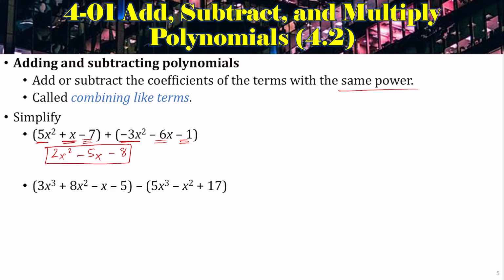Try this one. This one's subtracting. So I have 3x cubed minus 5x cubed. 3 minus 5 is negative 2. 8x squared minus a negative. Minus a negative is plus, so 8 plus 1 is 9x squared. Negative x minus... There are no just x's on the other one, so it's just negative x. Then I have minus 5 minus 17, which is negative 22.